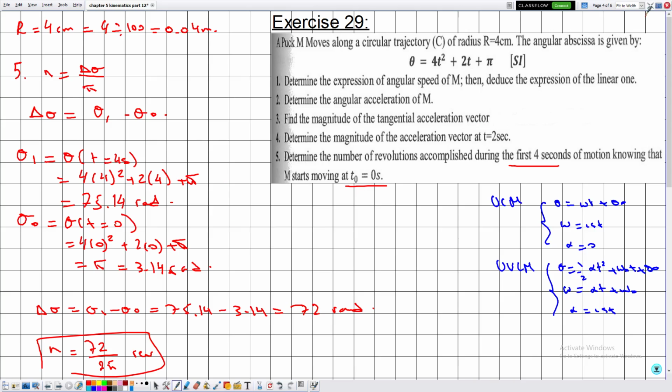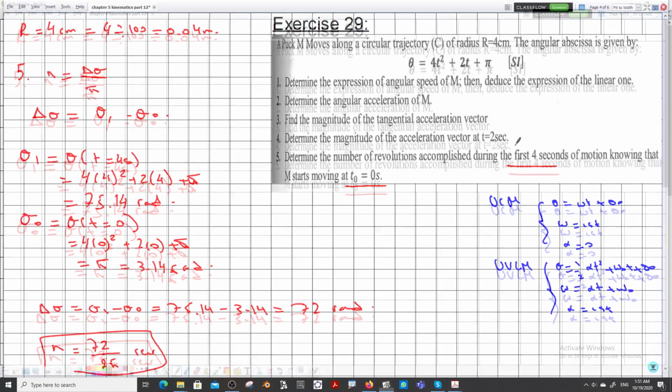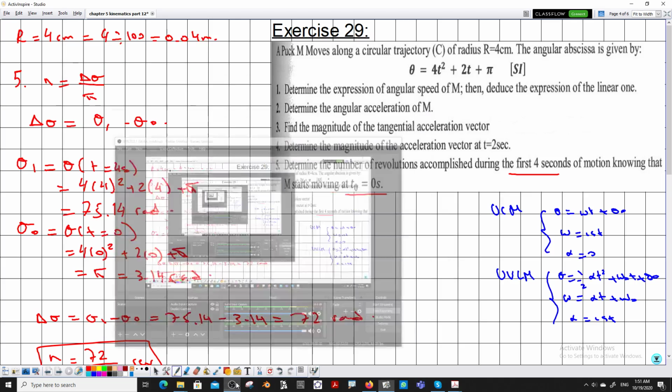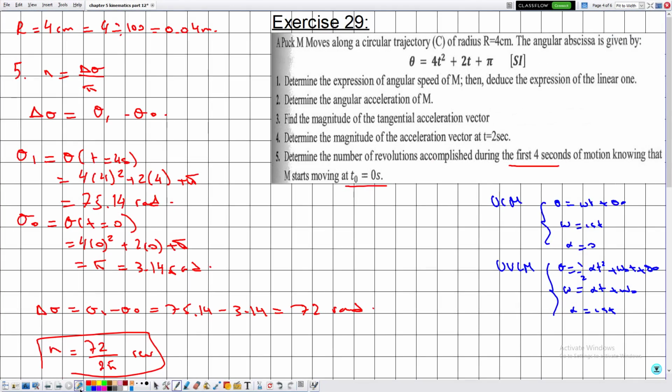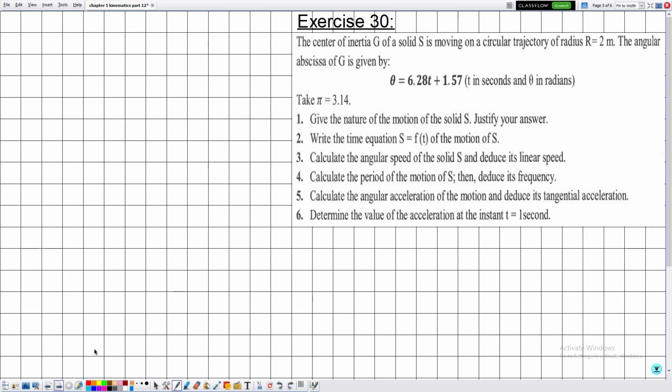So this is it for exercise number 29, and let's solve the final exercise. Okay, let's leave this exercise for another video.